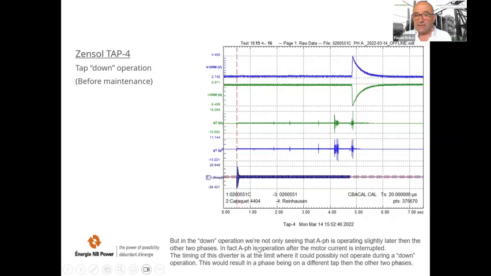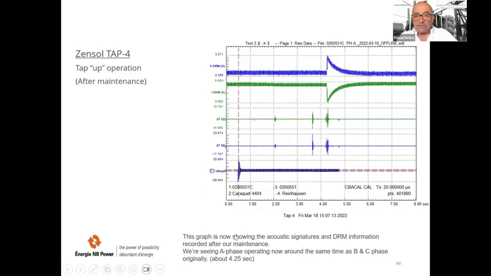In fact, A phase is operating after the motor current is interrupted. So this could be dangerous, exactly what we have seen in the asynchronous problems that I showed in the previous slides. The timing of this diverter is at the limit where it could possibly not operate during a down operation. This would result in a phase being on a different tap than the other 2 phases.